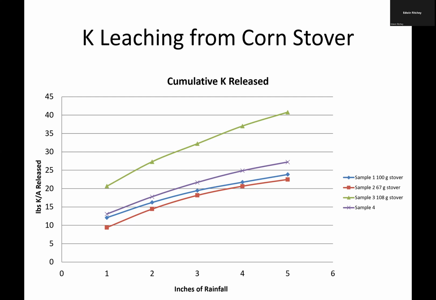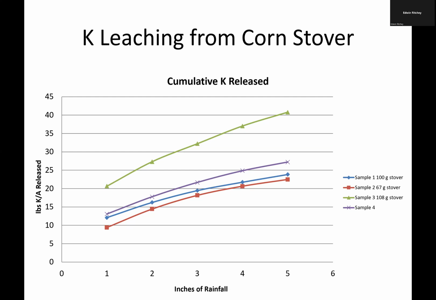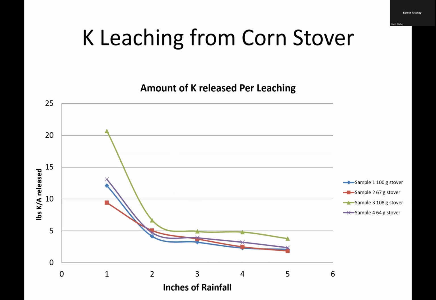1 inch of rain is going to get, or at least it did here, about half of that potassium out of the stover. So if you're really dry, you're missing some of that. You get a few inches of rain, and we're getting that out of the stover into the soil where we can measure it. This is the same graph, just depicted a different way. Just notice that at 1 inch of rainfall or 2 inches of rainfall, half of it's out.